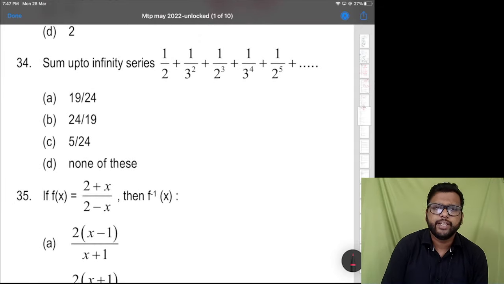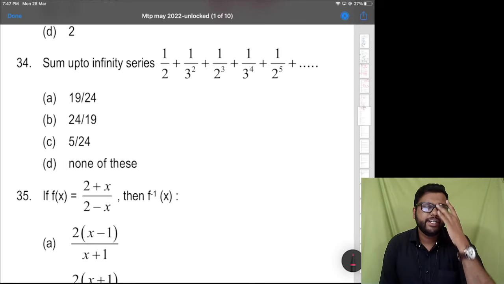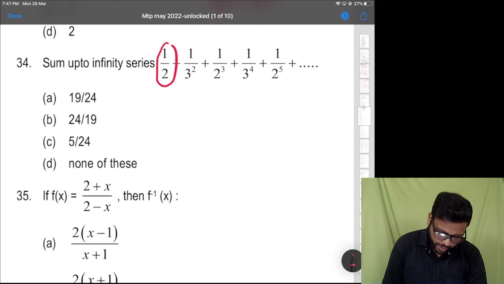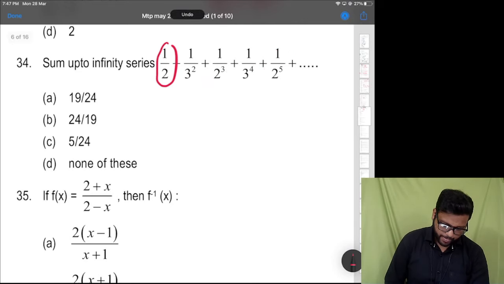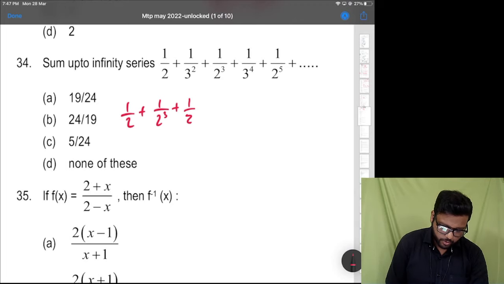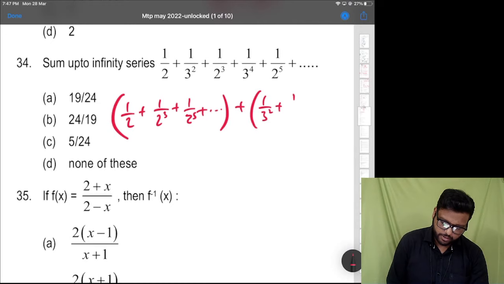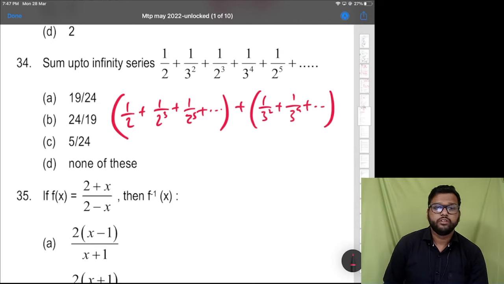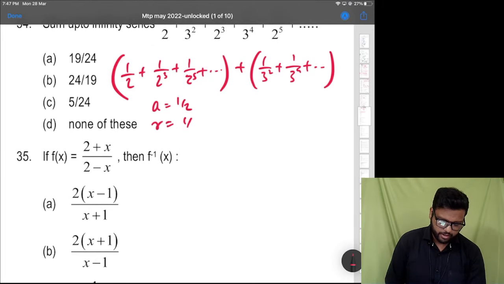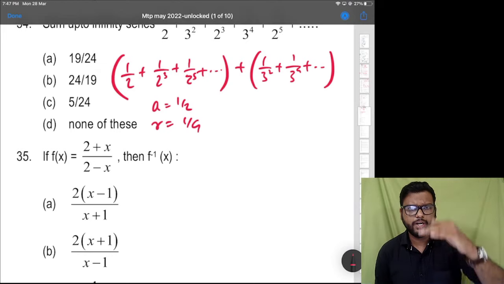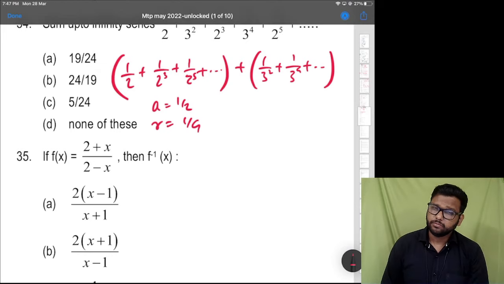34, sum up to infinity. Again, a question from the module. See, the terms are not directly in GP, so we have to take alternate terms. 1 by 2, 1 by 2 cube, 1 by 2 raised to 5 and so on, plus 1 by 3 square plus 1 by 3 raised to 4 and so on. So here the first term is 1 by 2, the common ratio is 1 by 4, right? Because 1 by 2 and then this is 1 by 8. So 4, correct.